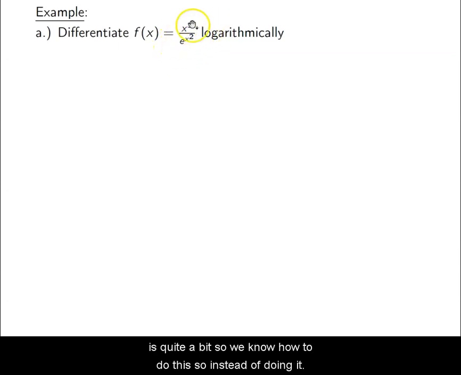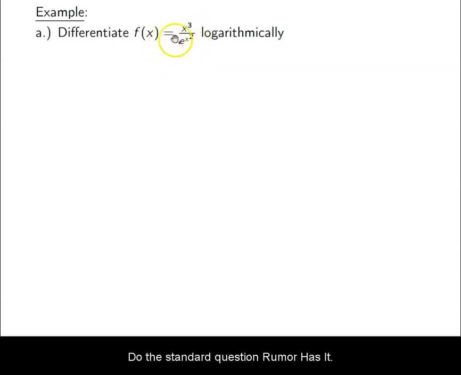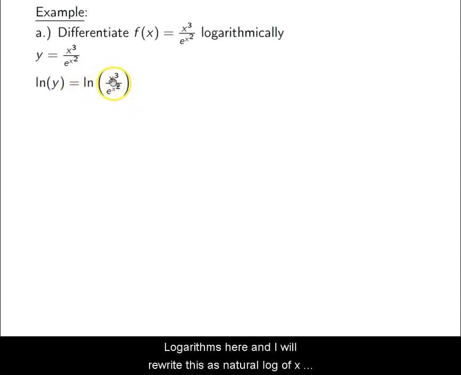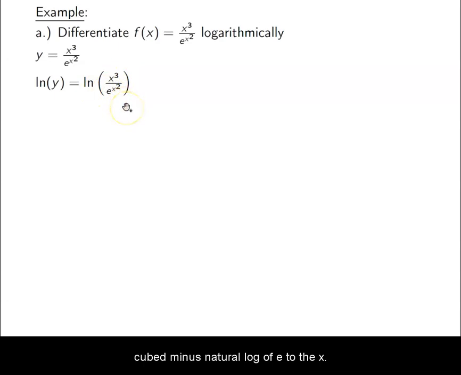So instead of doing it through the standard quotient rule method, we're going to differentiate it logarithmically. So we're going to set it equal to y. I'm going to take the natural log of both sides. I'm going to use my rules of logarithms here, and I will rewrite this as the natural log of x cubed minus the natural log of e to the x squared.